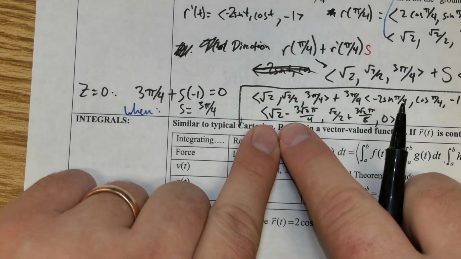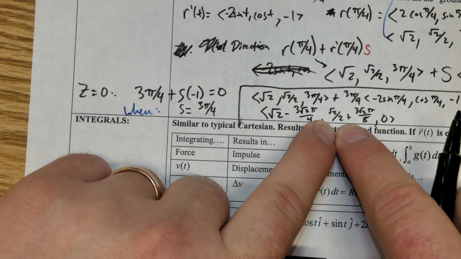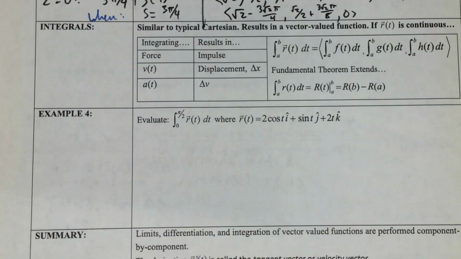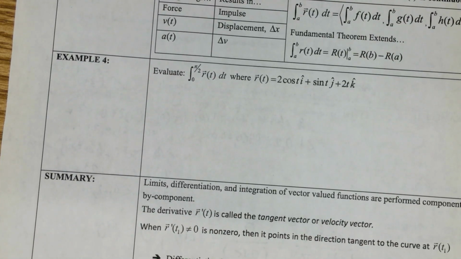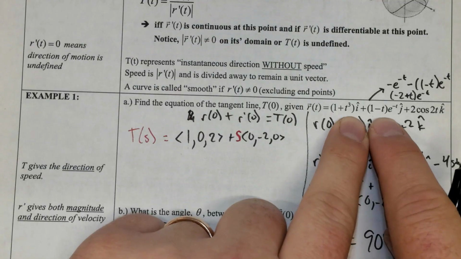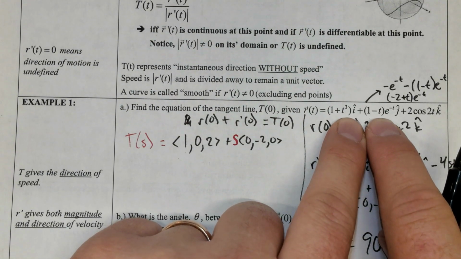So there we go. Now, square root 2 minus this yucky thing, rad 2 over 2 plus this yucky thing, and 0. I'm realizing that we didn't quite build that T of t function. So let's head back here for just a moment and build what a T of t function looks like.